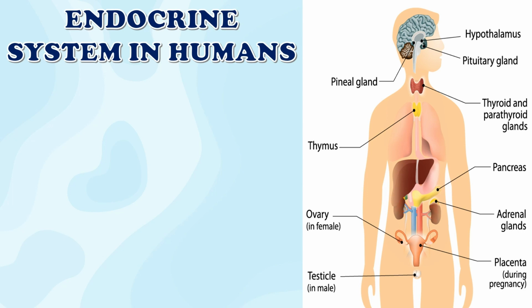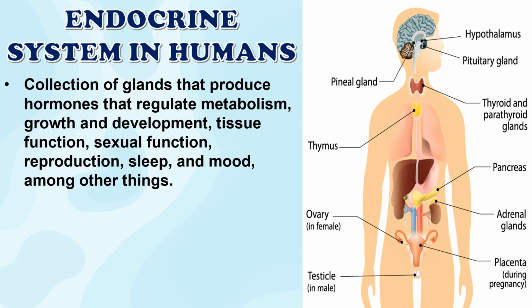I know that you've already studied some of them and some of you, class, already have an idea. So, meaning to say, endocrine system in humans is the collection of glands that produce hormones that help the regulation of metabolism, growth, and development, tissue function, sexual function, reproduction, sleep, and mood.